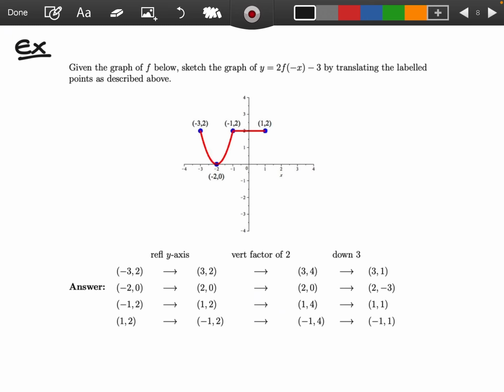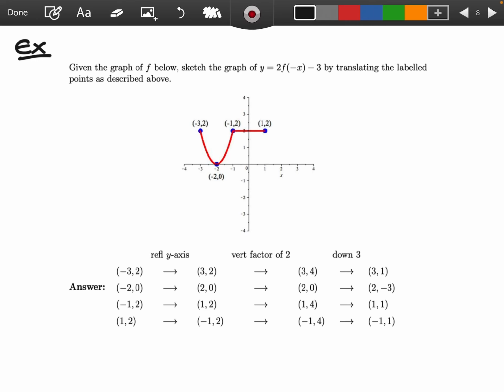My next example is just an extended version of what we just did. So you're given a graph of f below. This is a graph of f and they give you the 4 major points that lie on this graph. You've got 2 endpoints and then a couple turning points where you change direction in them.